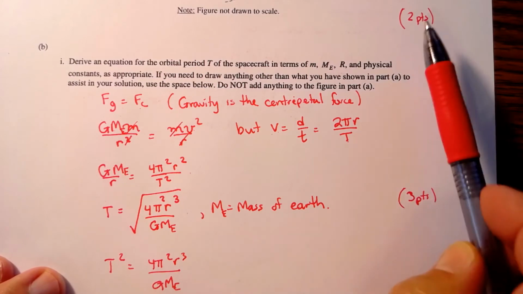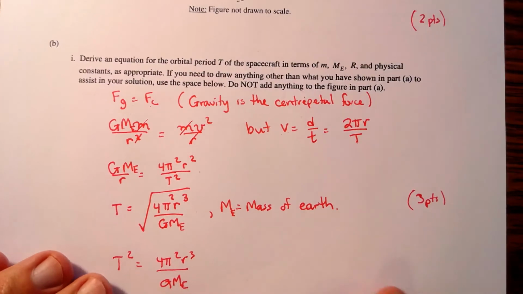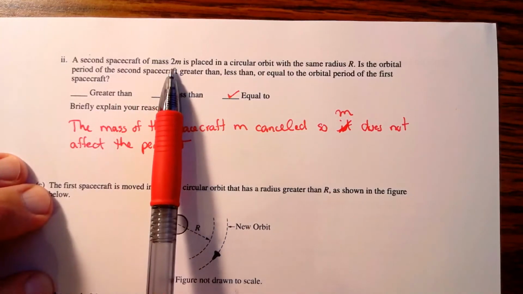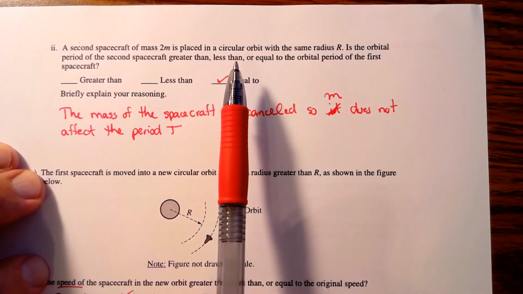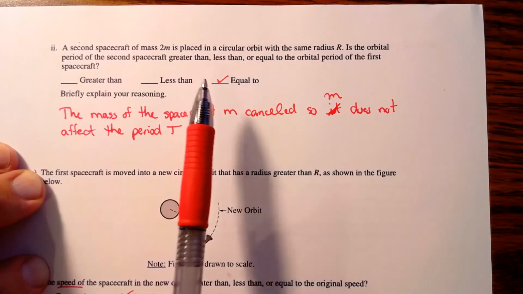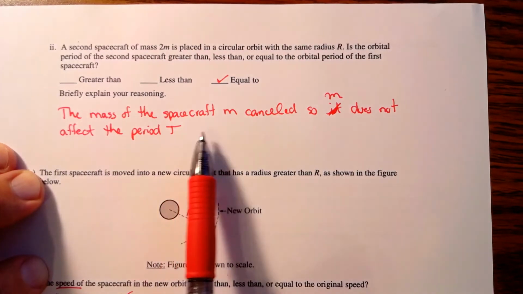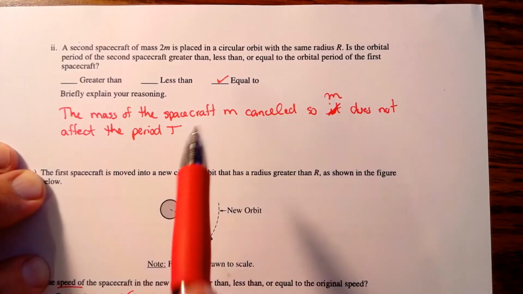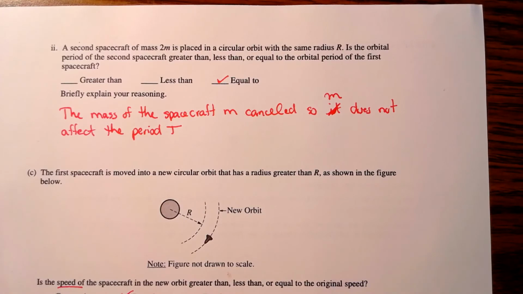So you've got 2 points here, 3 points there. That's 5 points, and there's only 7 points on this problem. All right. The last two parts of the question. A second spacecraft with a mass 2m is placed in the same orbit with the same radius. What will happen to its period? And so the answer is it's the same because the mass of the spacecraft canceled back there in our derivation of the period T. So it doesn't matter. Okay? So it's the same if the mass is double.